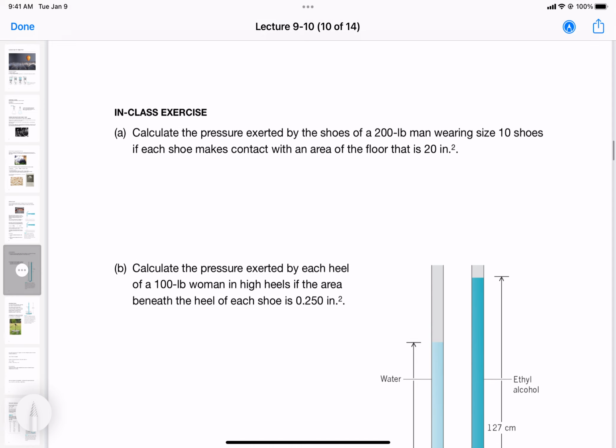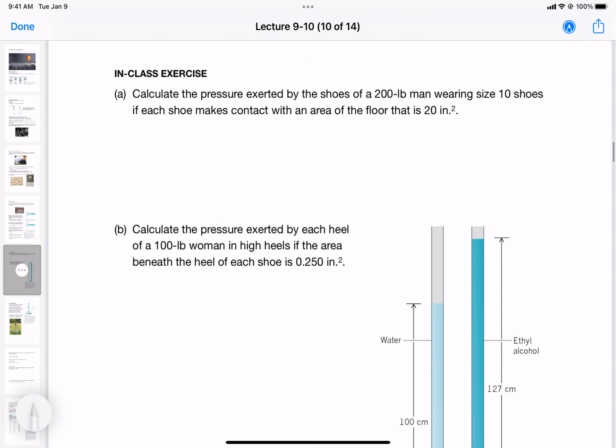Okay. So let's go over this example. Let's calculate the pressure exerted by the shoes of a 200-pound man wearing size 10 shoes if each shoe makes contact with an area of the floor that is 20 inches squared. Okay?